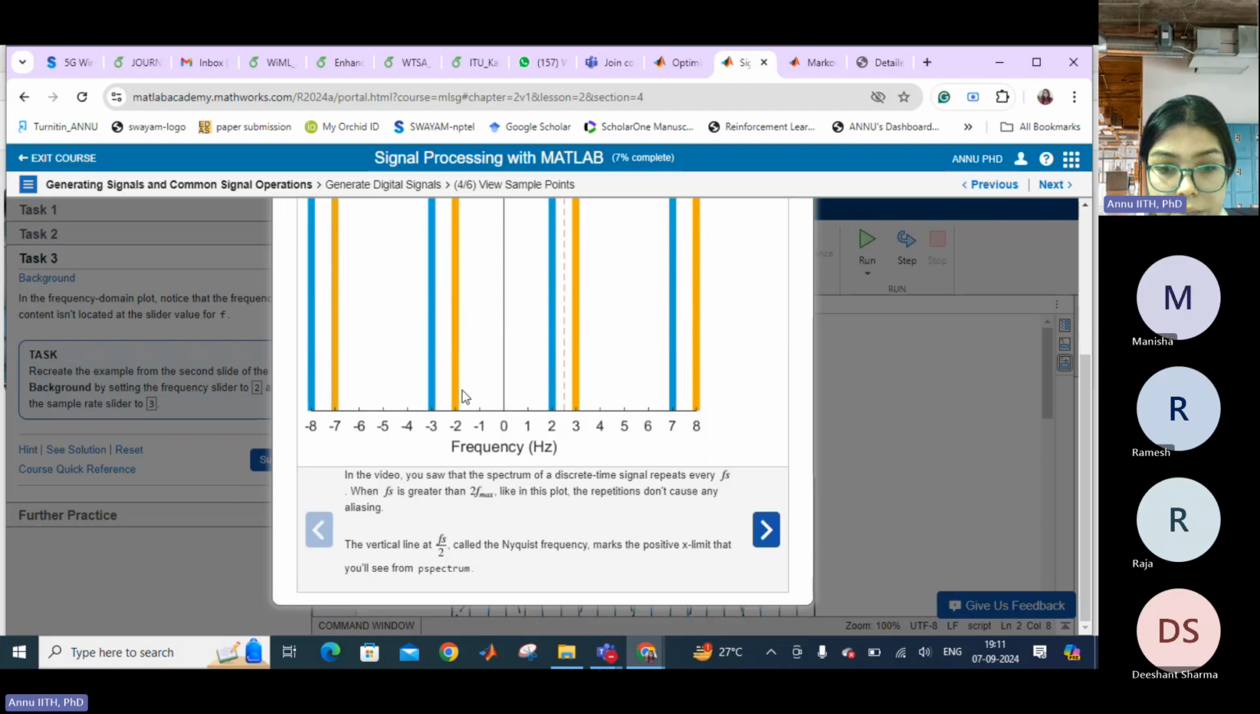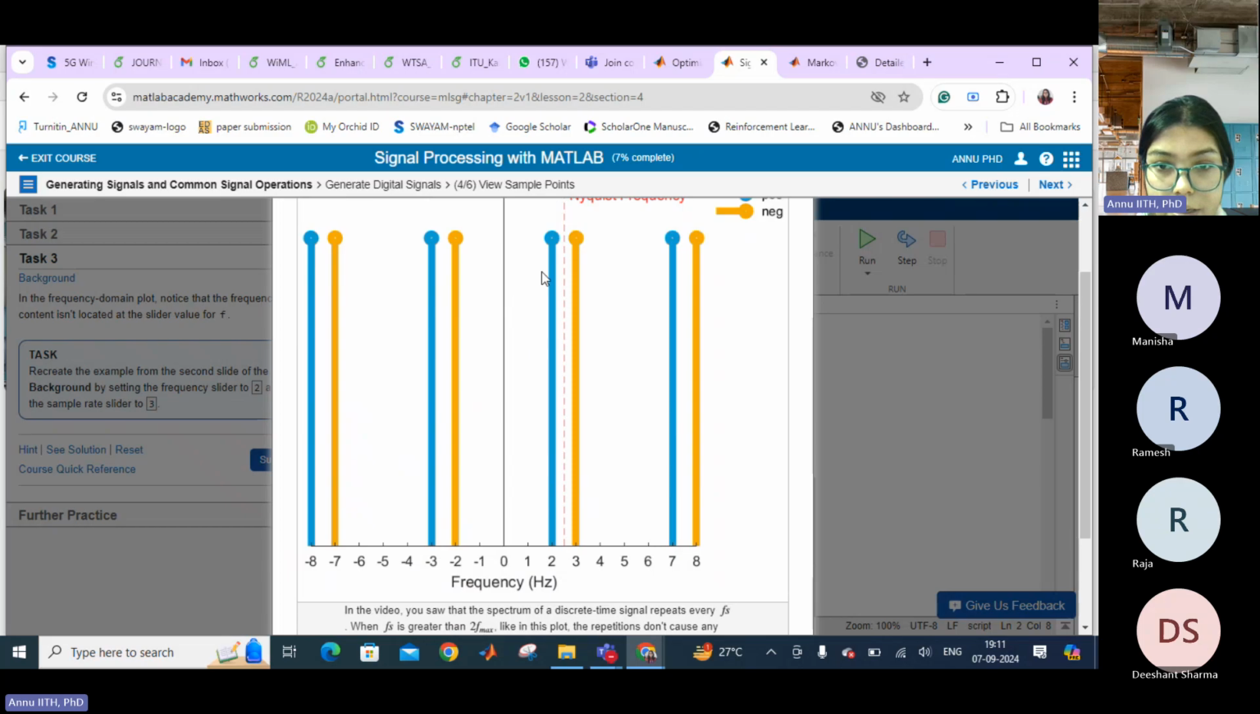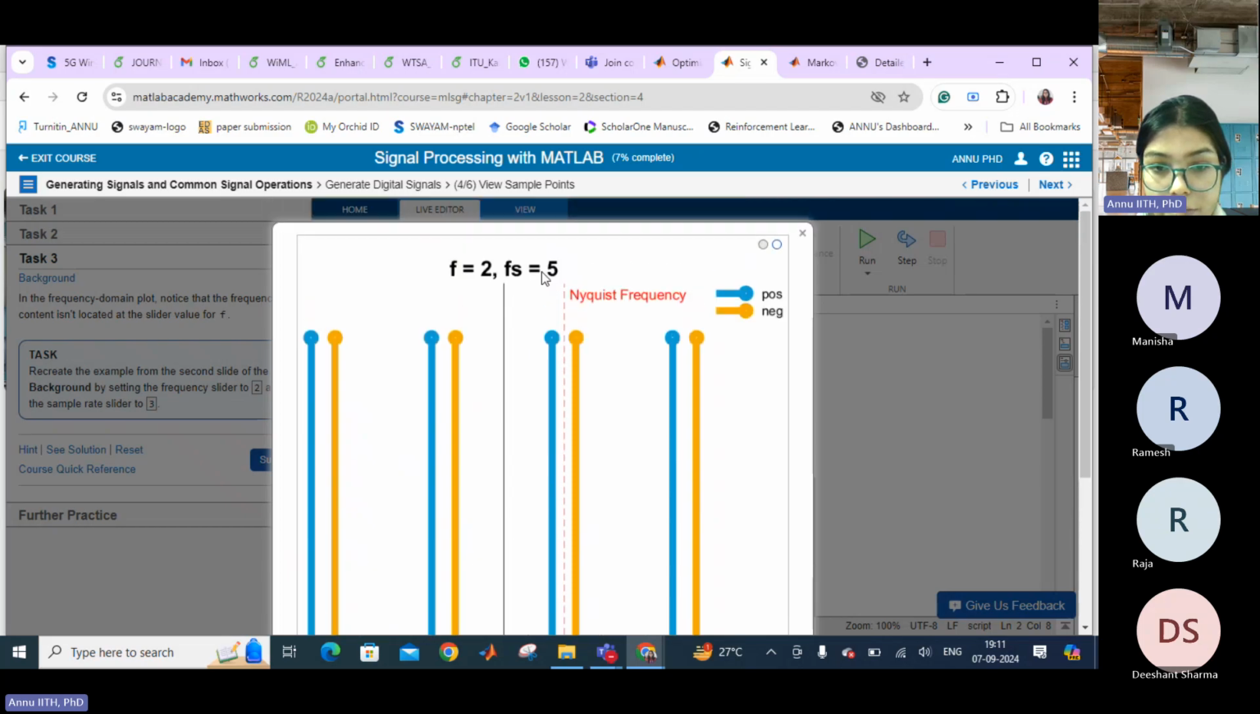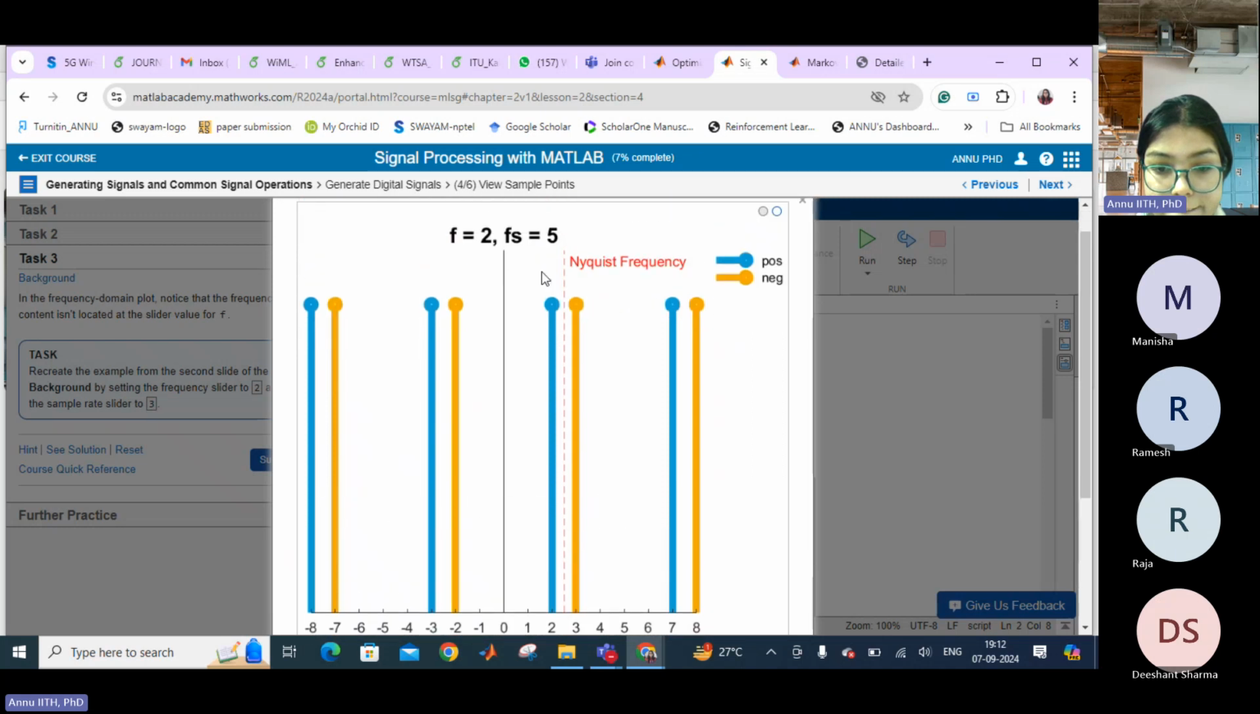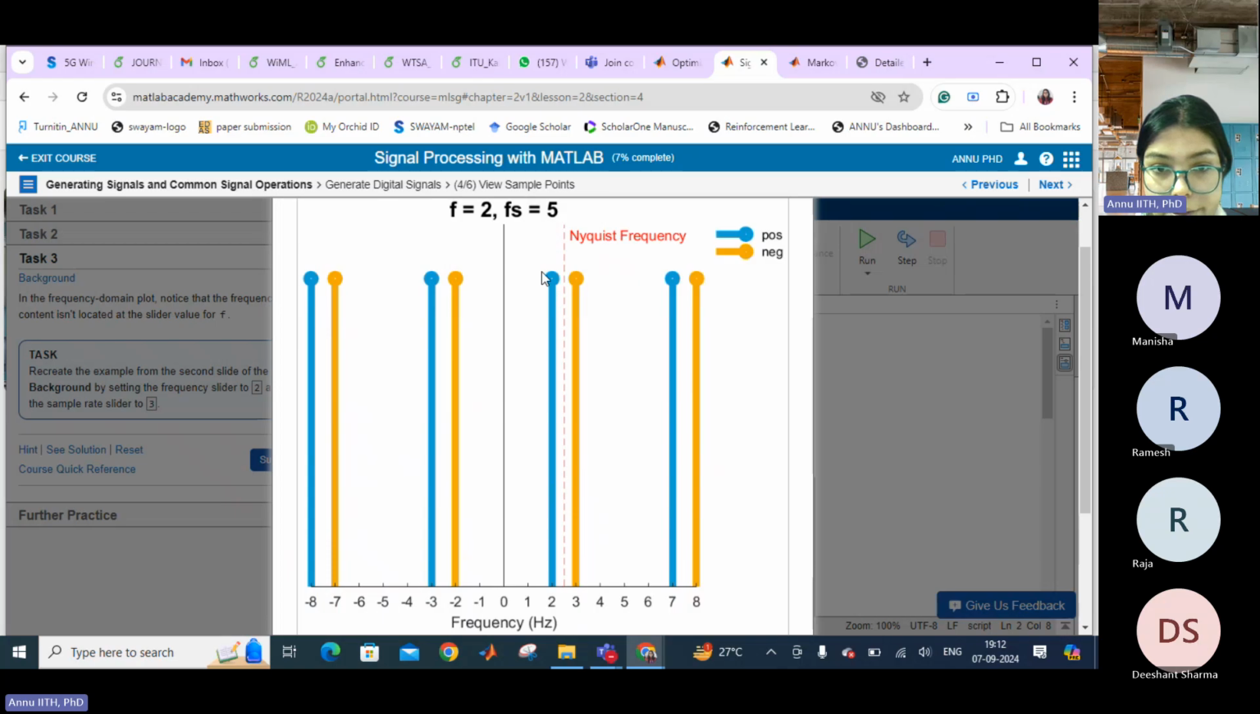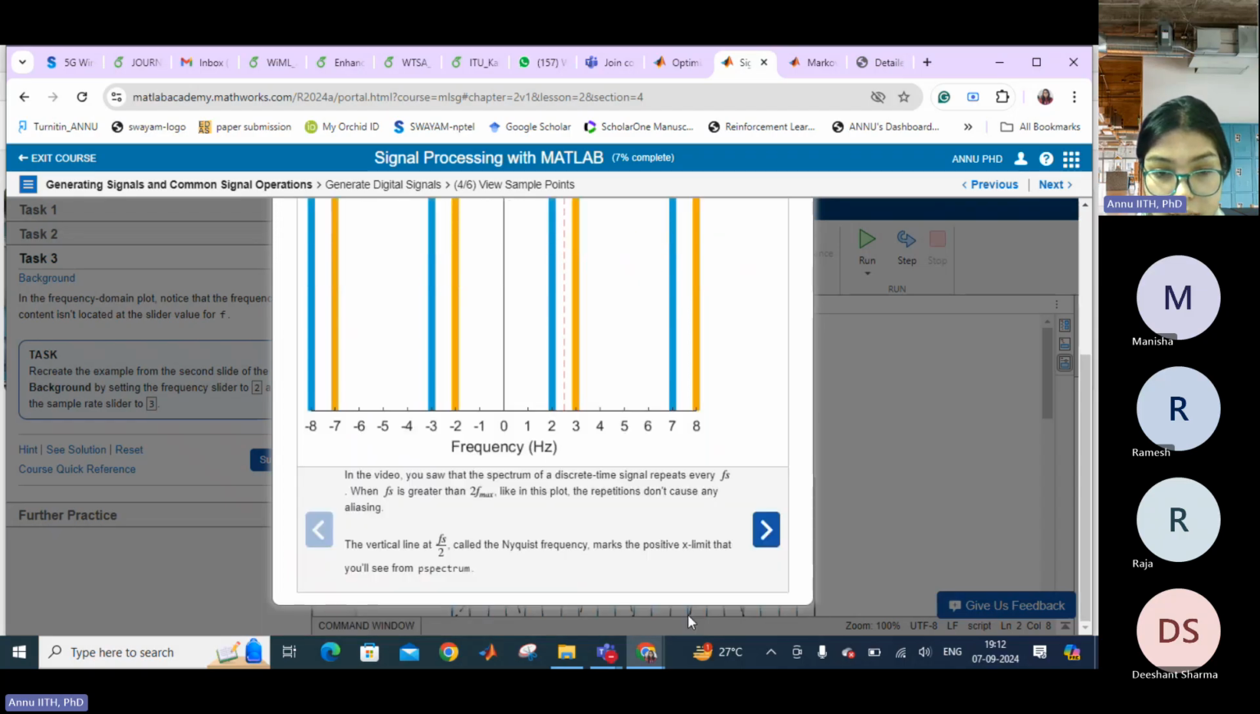In the video, you saw the spectrum of a discrete time signal repeats every fs when fs is greater than 2 fm max, like in this plot. It is showing positive and negative frequency. So 2, then 1, 2, 3, 4, 5. The blue line is again repeating after this.